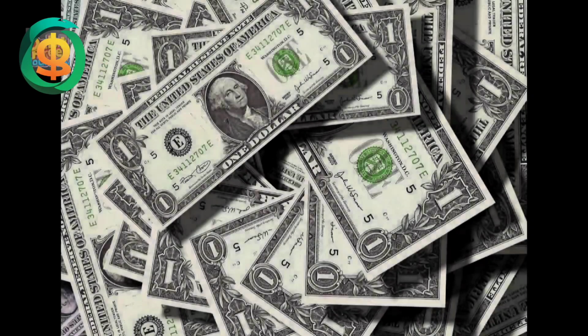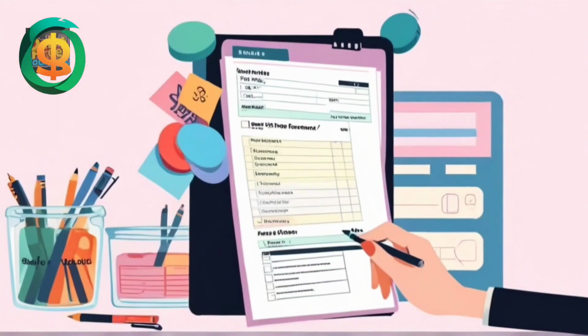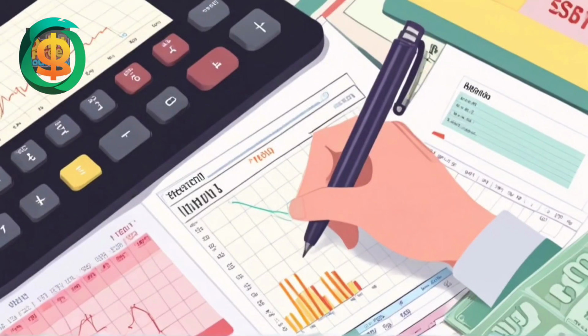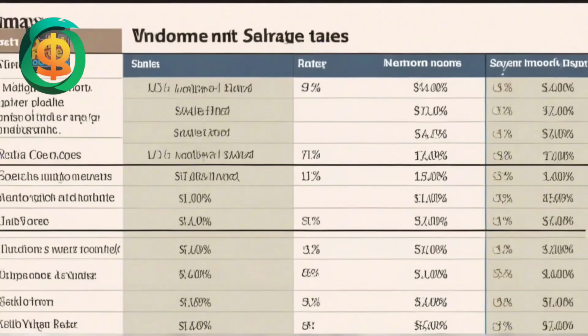Creating a simple budget in 5 easy steps involves tracking your income and expenses, setting financial goals, and adjusting your spending to meet those goals. Here are the detailed steps.